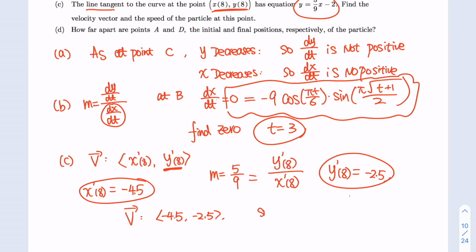And the speed is given by the magnitude, which is the square root of negative 4.5 squared plus negative 2.5 squared, equals 5.148.